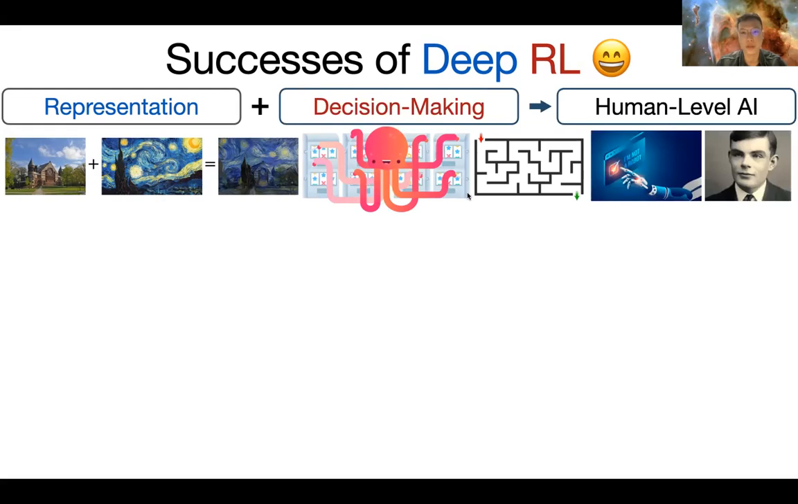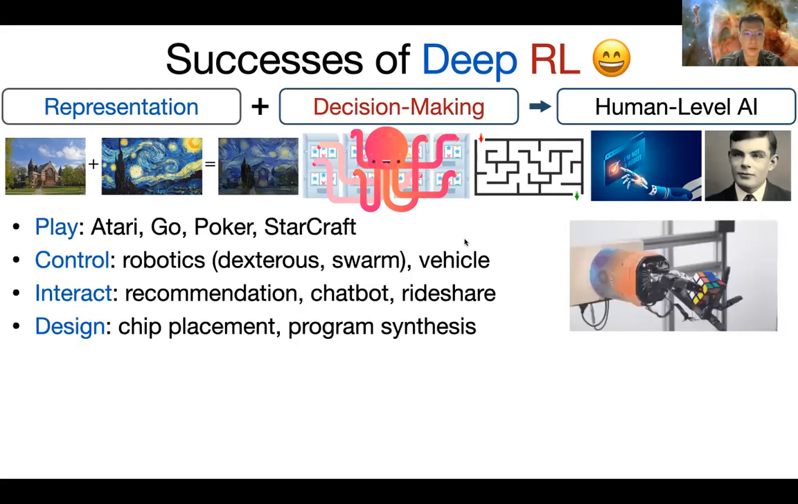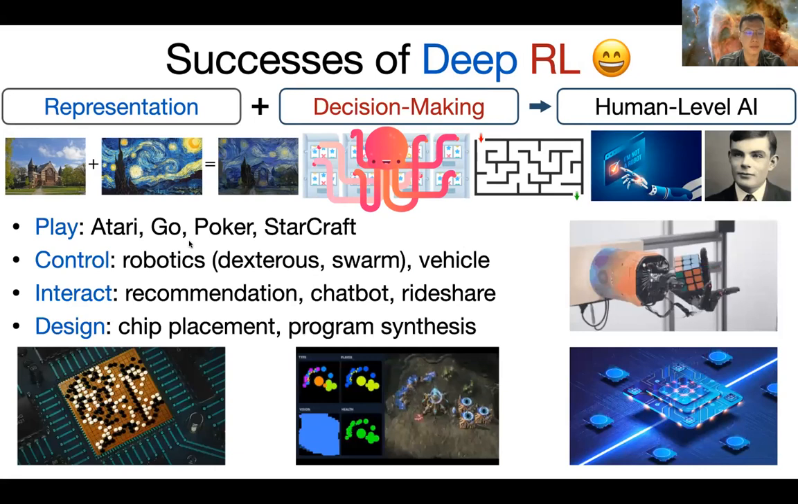With a sufficient amount of training data and computational resources, deep reinforcement learning has achieved tremendous empirical success, and its performance can be as good as humans or even better than the best human being. Those successes span many areas, including playing games, robotic control, interaction with humans, and system design.